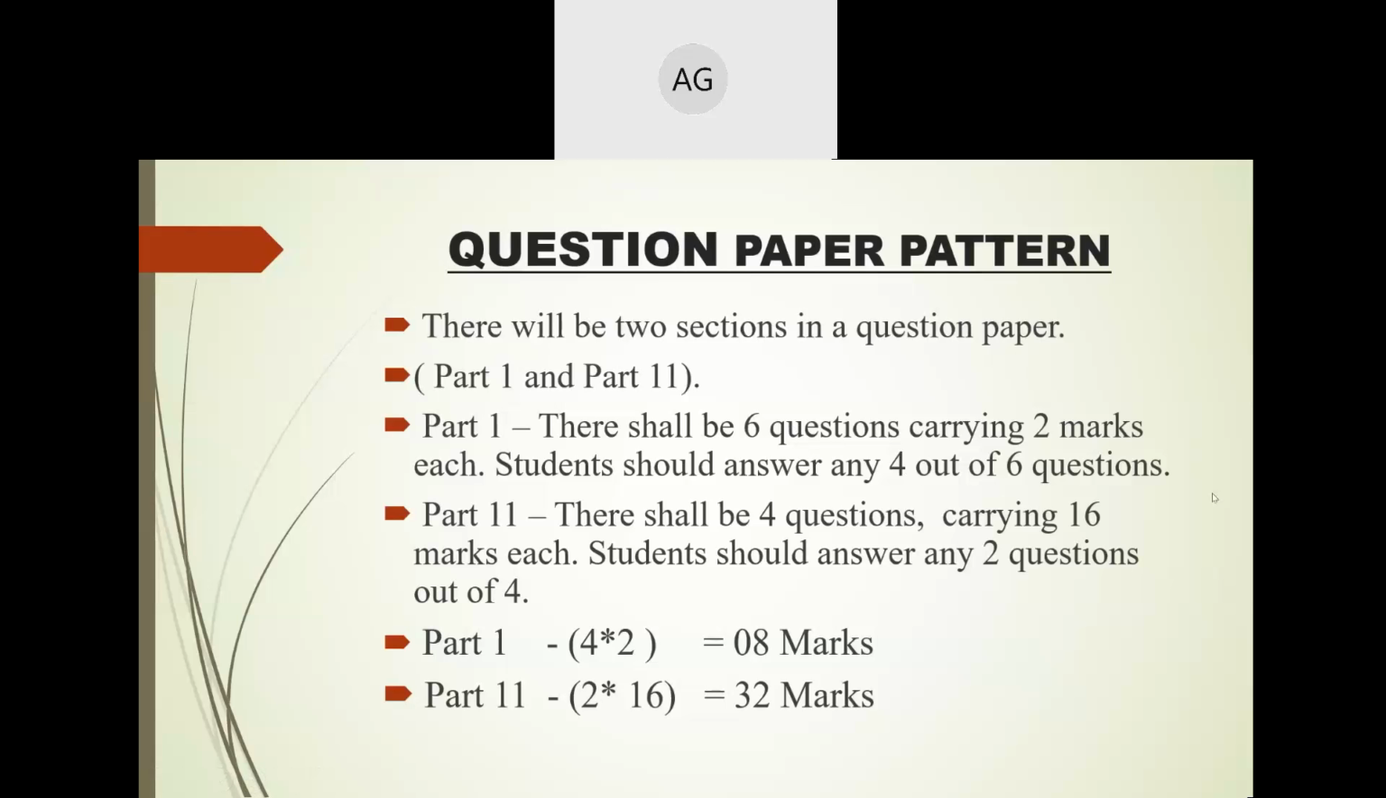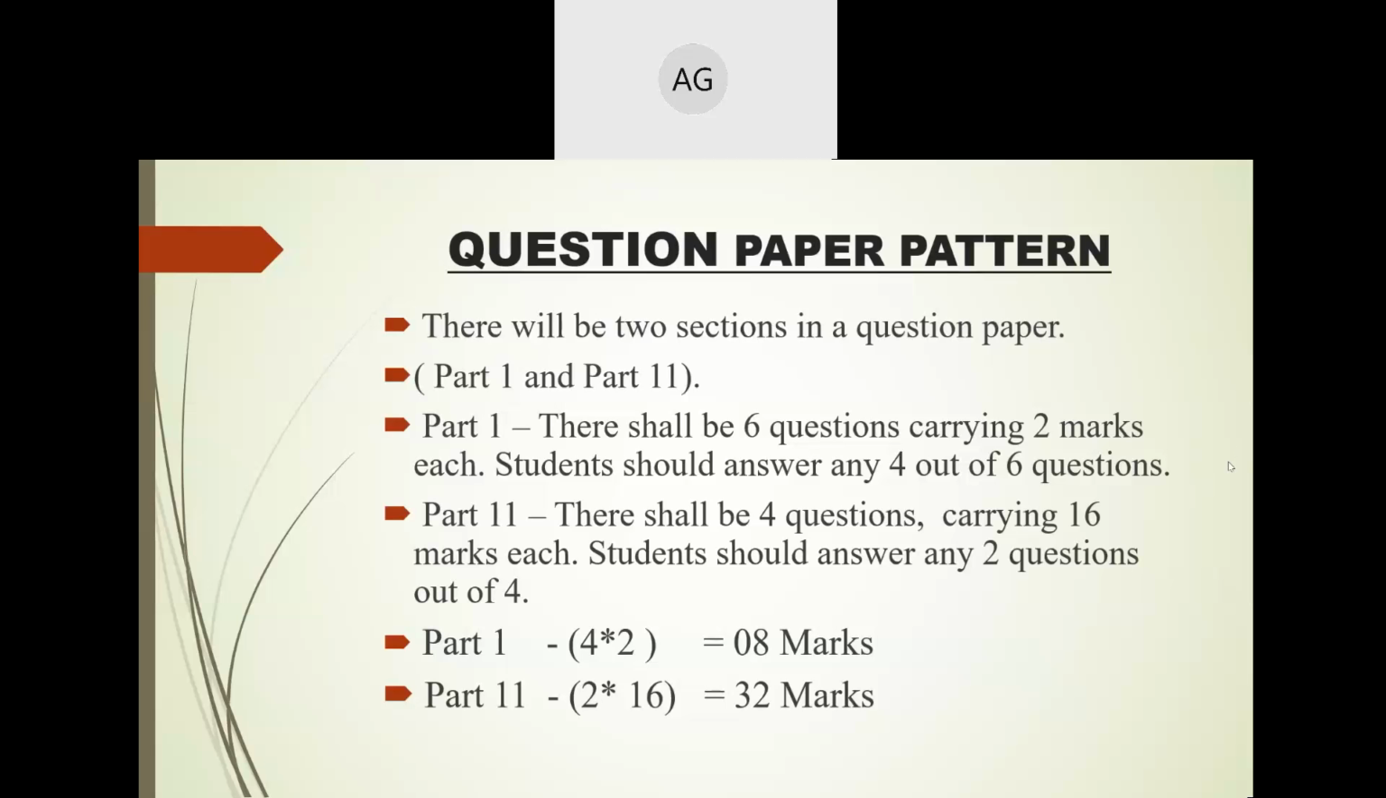So the 4 questions which you have to answer will be of 2 marks each. That adds up to 8 marks. And in part 2, you have to answer only 2 questions carrying 16 marks each. That adds up to 32 marks. So totally, your paper would be carrying 40 marks altogether. Okay? You have 3 units and the contents also are discussed.